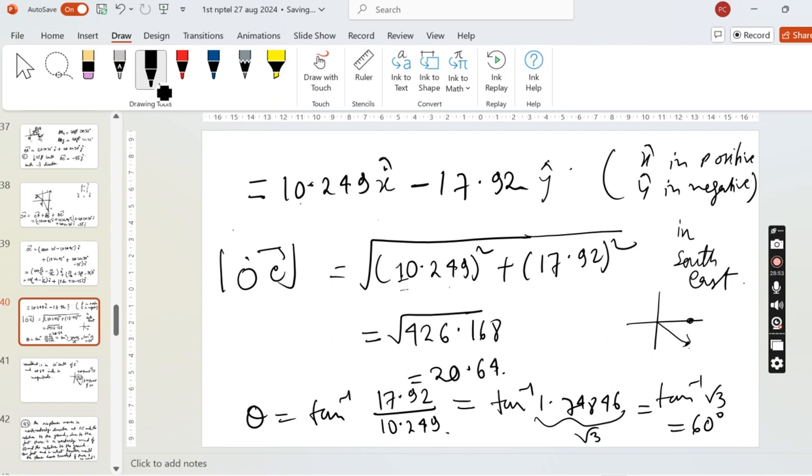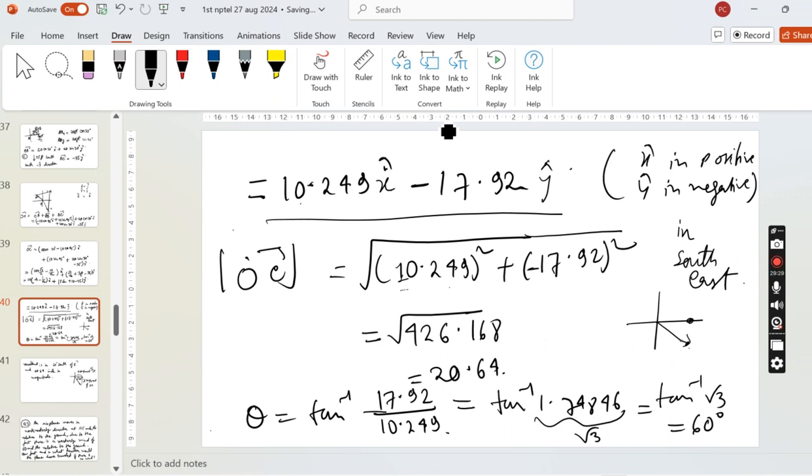So the x projection, which is 10.24, whole square, plus y projection whole square, that gives us 20.64. Now when we are trying to find theta, I suggest don't put the minus sign with the y projection. Just seeing this, firstly decide in which quadrant it is. If you put the minus sign and handle that well, you will get the same result.